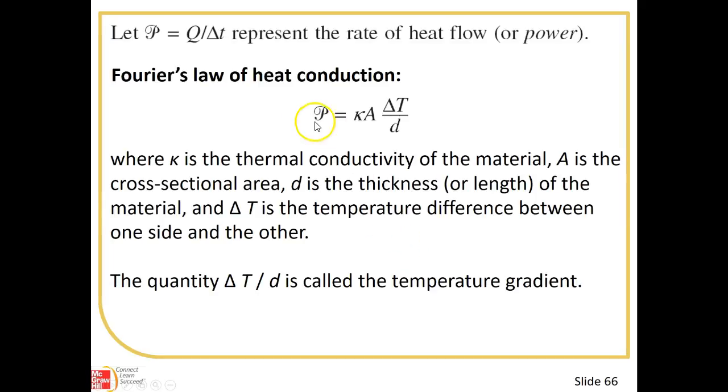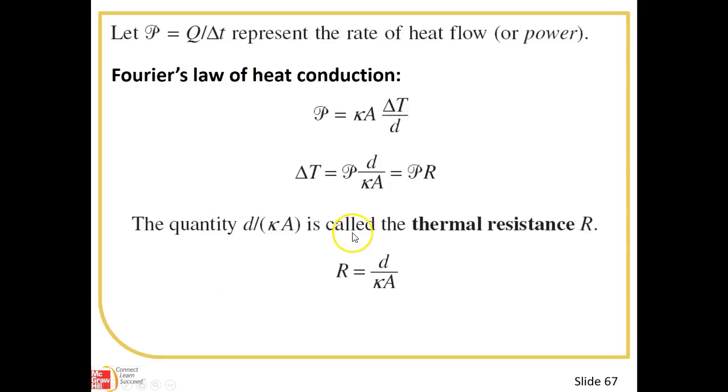Fourier's law of heat conduction: this P, you can think of it as power. And this is kappa, the thermal conductivity of a material, how well it can move heat from one place to the other. A is the surface area, delta T is the change in temperature, and d here is the thickness or the length of the material. So it's pretty easy to do. Delta T over d is what we call the temperature gradient. So this thing right here is the temperature gradient. Don't let the weird looking symbols fool you. This is a pretty easy equation to work with.